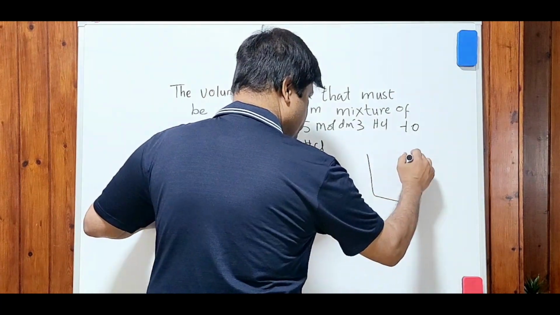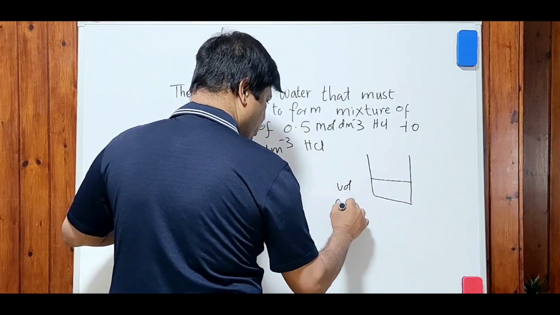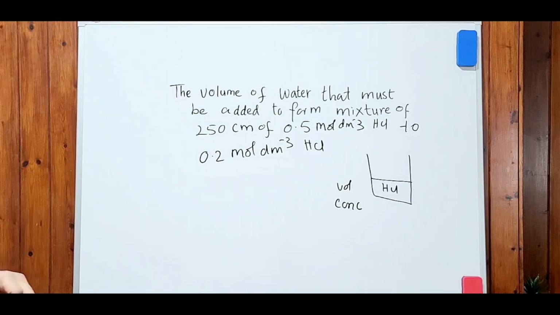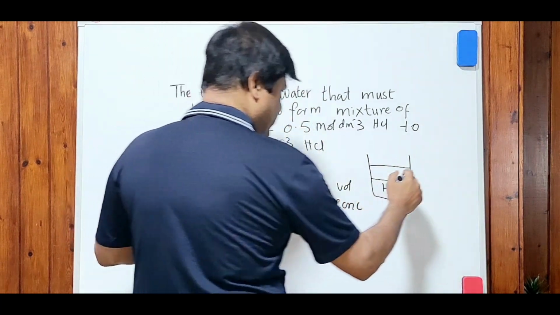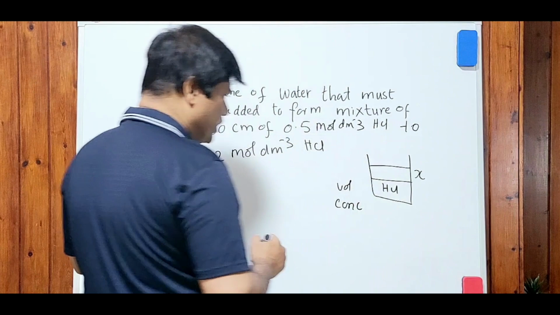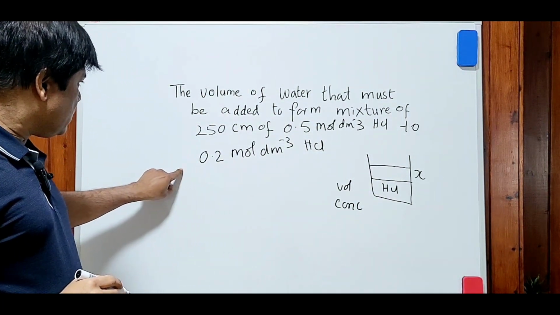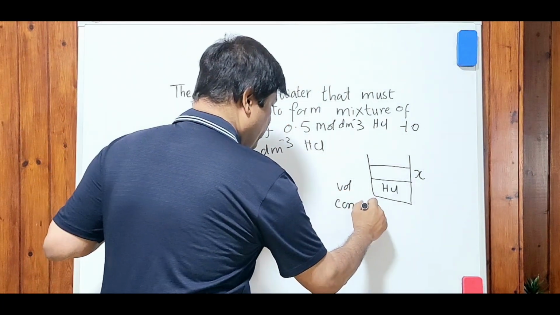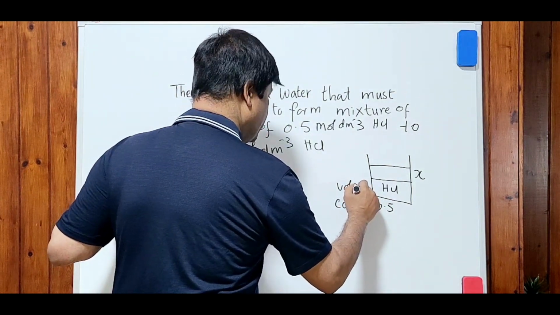We have one solution whose volume and concentration are given to you. Like HCl is a solution whose volume is given to you and concentration is given to you. You have to add some water, I don't know, X amount of water added, so that its concentration changes to this value. Before you add water, the concentration was 0.5 and the volume was 250.